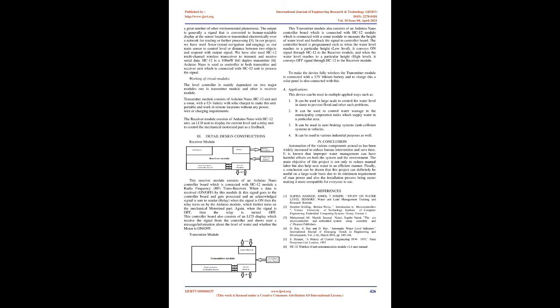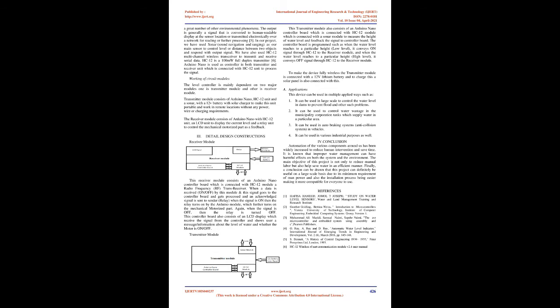Working of circuit modules. The level controller is mainly dependent on two major modules. One is the transmitter module and the other is the receiver module. The transmitter module consists of an Arduino Nano, an HC12 unit, and a SONAR, with a 12V battery with solar charger to make this unit portable and work in remote locations without any power, wire, or charging requirements. The receiver module consists of an Arduino Nano with an HC12 unit, an LCD unit to display the current level, and a relay unit to control the mechanical motorized part as a feedback.